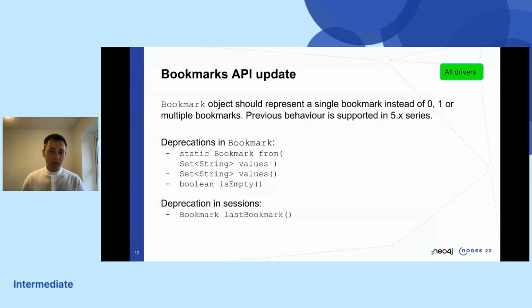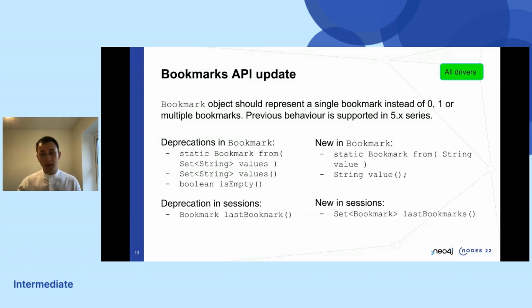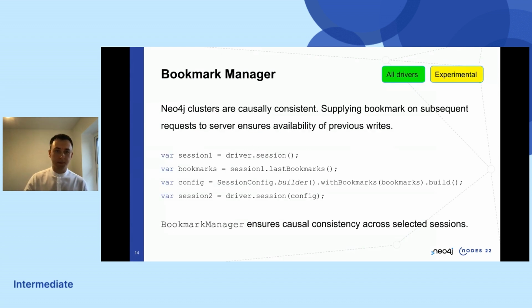Following this change, there are some small deprecations in bookmark interface. Also in sessions, the last bookmark method has been deprecated. There are obviously new methods on bookmark, to create a bookmark from a single string value and also to get a string value. And on sessions side, we introduced a new method called lastBookmarks, which returns a set of bookmarks.